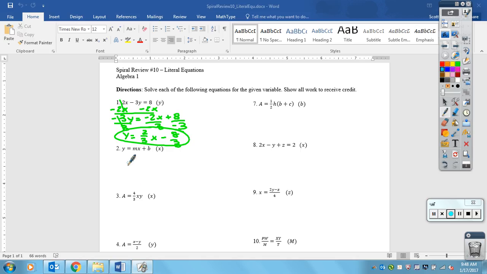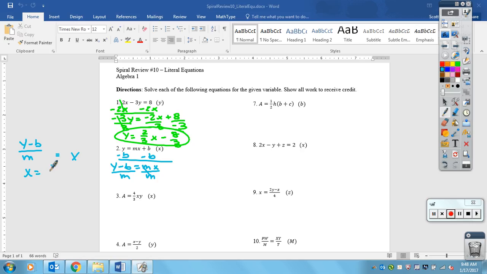Number 2. Solving for x. So I isolate the term. There's 1, 2, 3 terms. Isolate the term that contains that variable. Y minus b equals mx. Then divide by m. You can just divide this whole side by m since it's all variables anyway. X equals y minus b all over m.